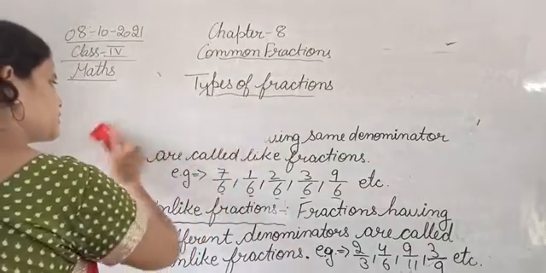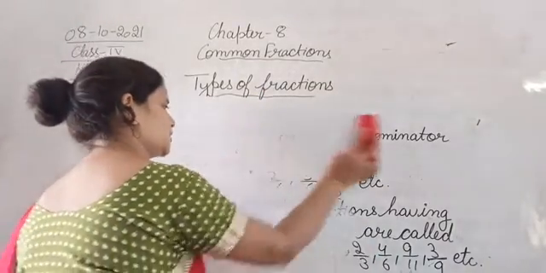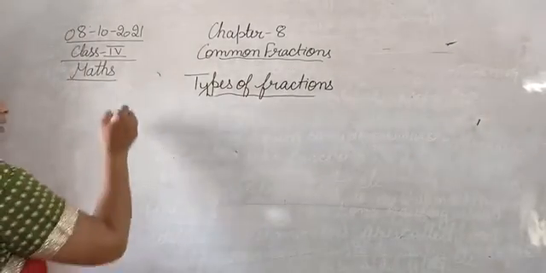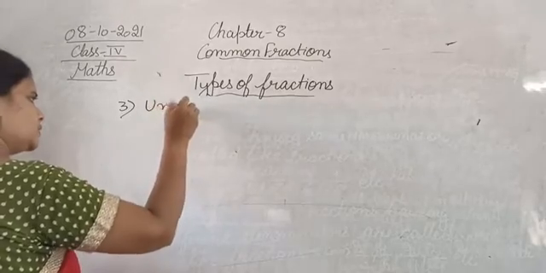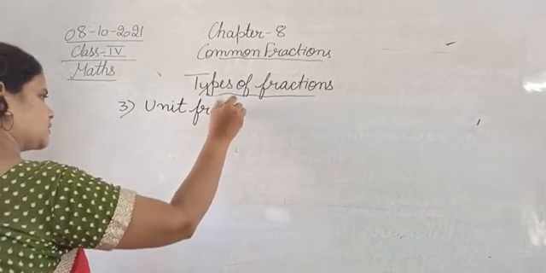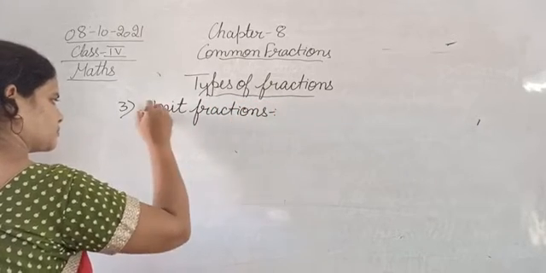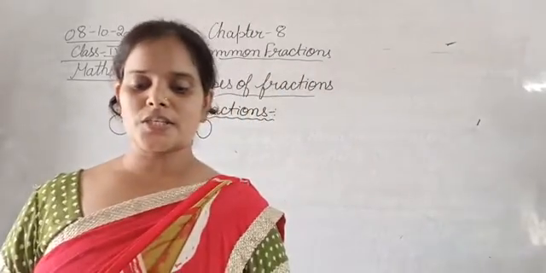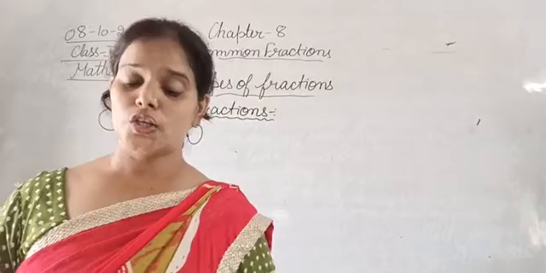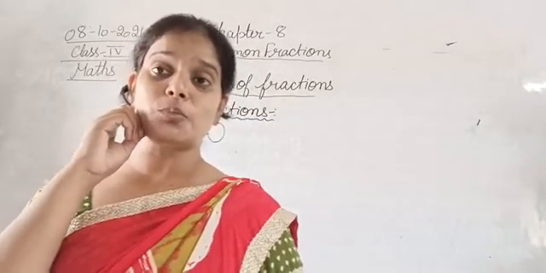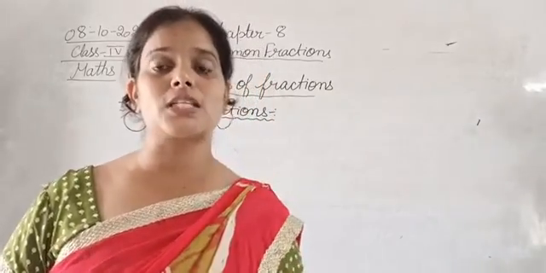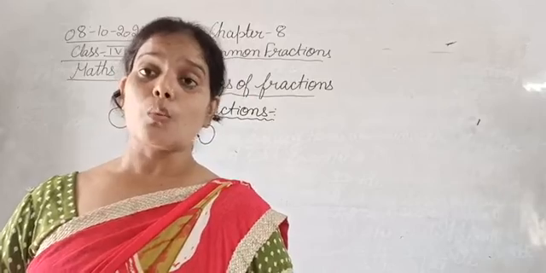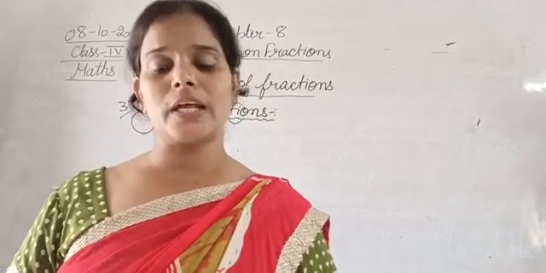Now we will move to the third type of fractions, that is unit fractions. Now, what are unit fractions? Fractions with numerator 1 are called unit fractions. Okay, so जो fractions जिसका जो numerator है that is 1. So the fractions that are having 1 as their numerator are known as unit fractions.